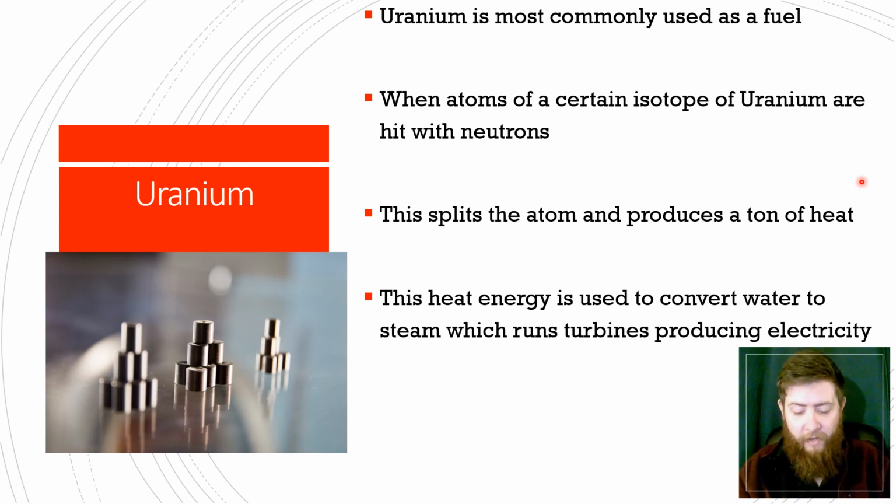Our next non-renewable energy source here is uranium. They come in these little pellets. Uranium is most commonly used as a fuel. When we take these atoms of this isotope of uranium and hit them with neutrons, the atom splits. This produces a lot of heat. We use this heat energy to convert water to steam, which runs turbines to produce electricity. And in most of our energy sources, this is what we're doing. We're running these turbines to create this electricity that we then can pump out.